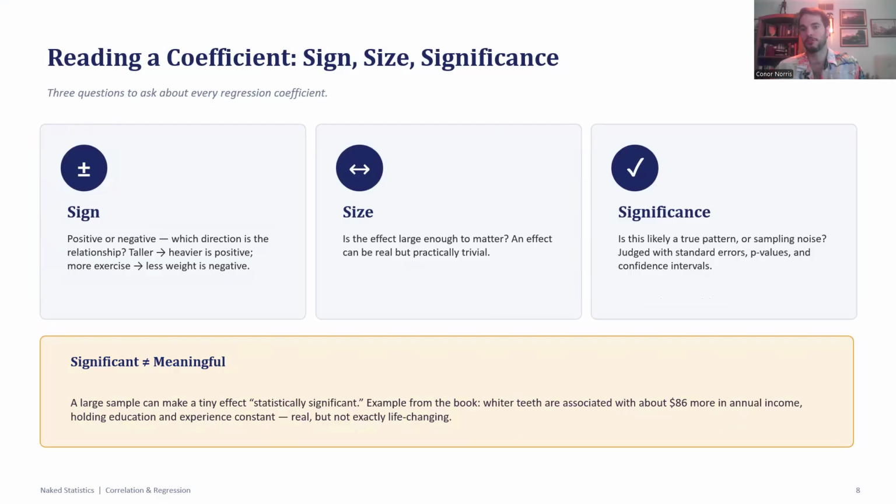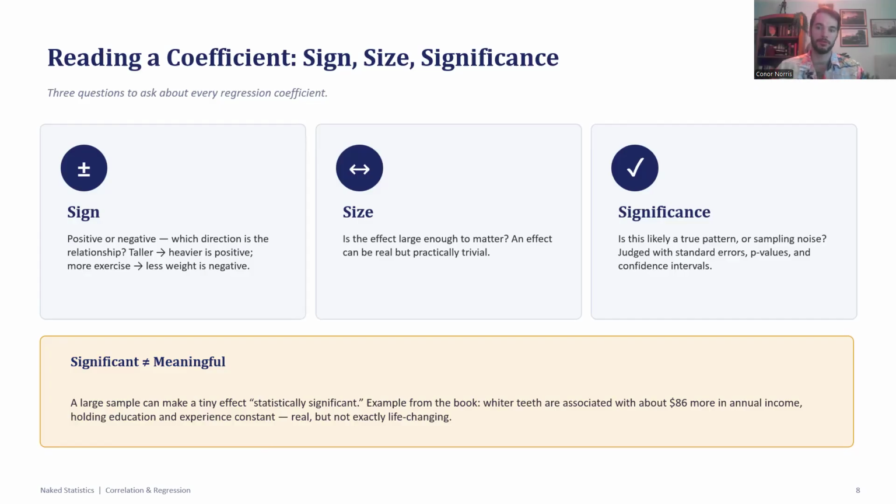For any coefficient, three questions matter: the sign, the size, and the significance. The sign tells us the direction. Is the relationship positive or negative? This is very important in and of itself. Size tells us whether the effect is large enough to matter in the real world. And significance tells us whether the result is likely a real pattern or just sampling noise. We test significance the same way we test other estimates, using a standard error and a confidence interval. If the confidence interval for a coefficient doesn't include 0, we reject the null hypothesis that there's no relationship.